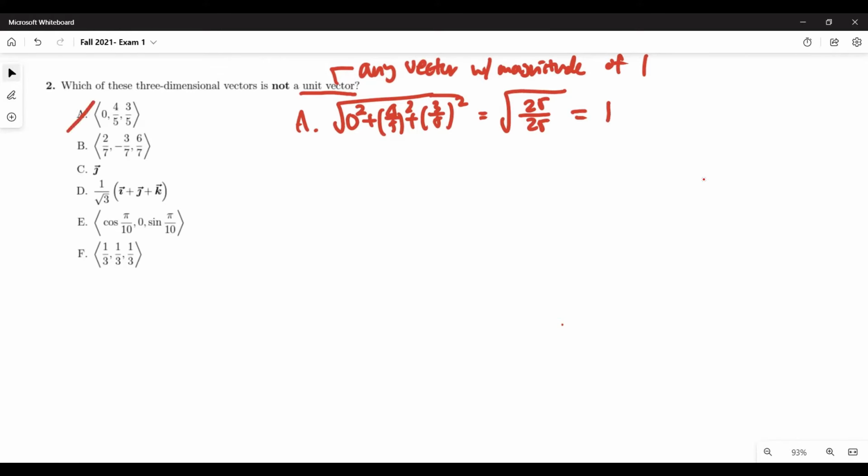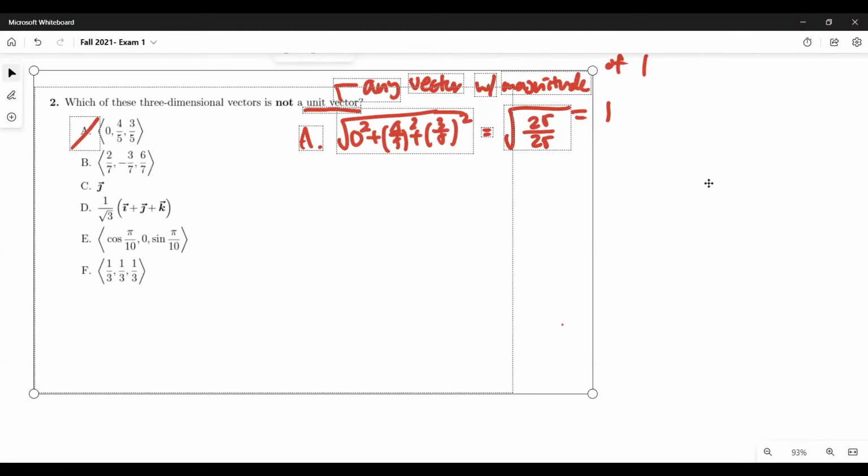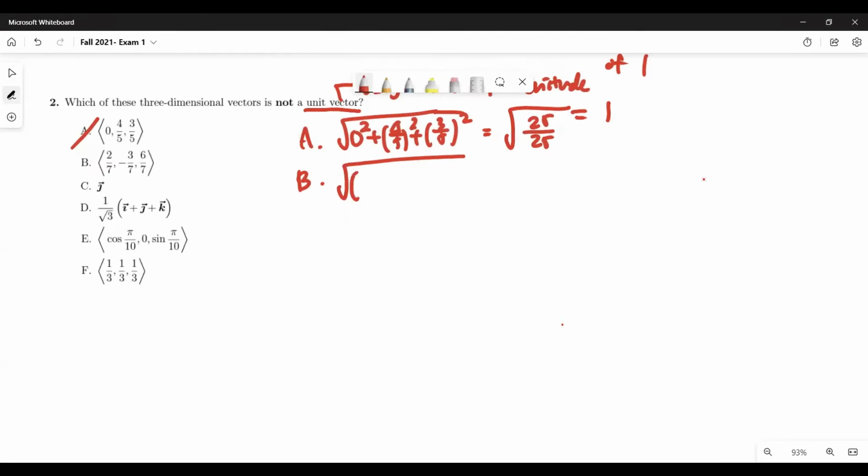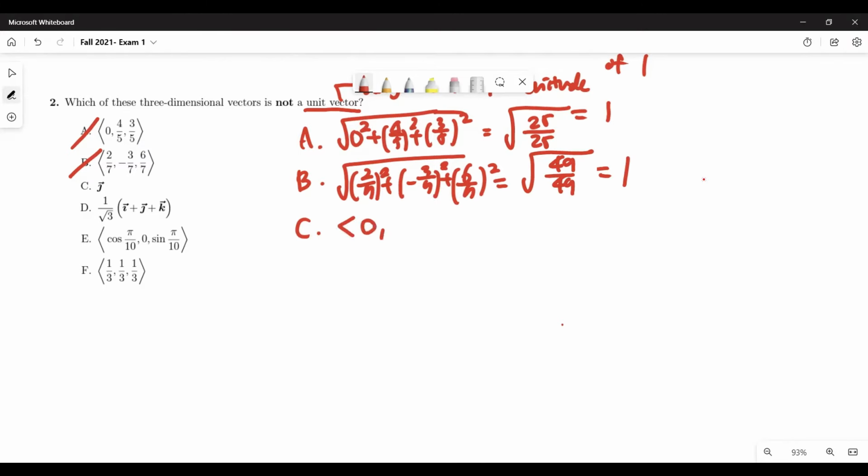Let's try B. B is (2/7, -3/7, 6/7). So if you take the square root of (2/7) squared plus (-3/7) squared plus (6/7) squared, this will give you the square root of 49/49, which is 1. So this is a unit vector, so not B. C is the vector j, so this will be written as (0, 1, 0). So this is just 1. So it's not C. Let's try D.